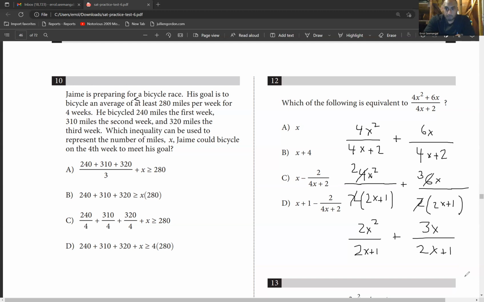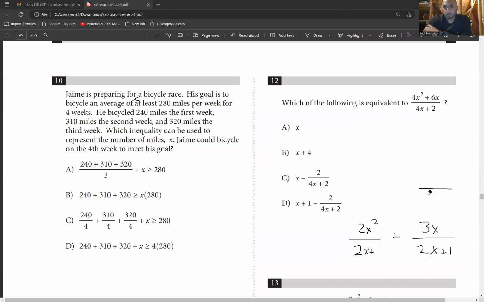Maybe we could do long division. Oh, long division, yeah, that's right. Let's try that. All right, we set it up using the coefficients. Okay, so how do we do this again? We just set it up like 4 and 6. How do I do this?